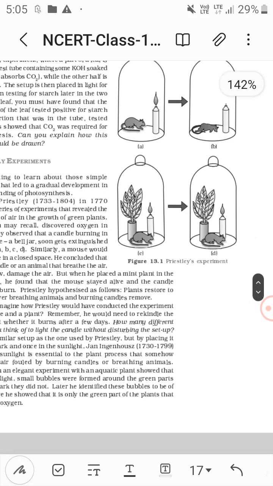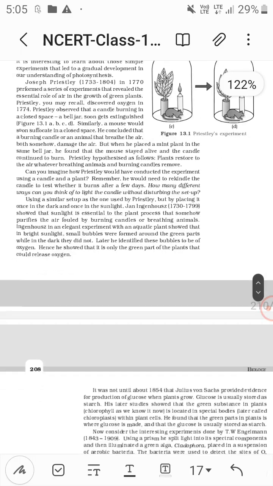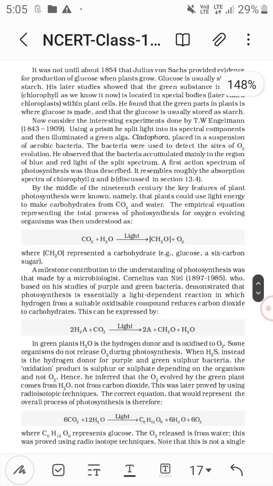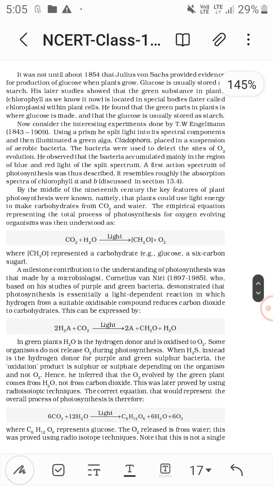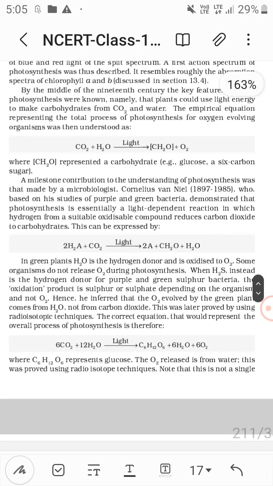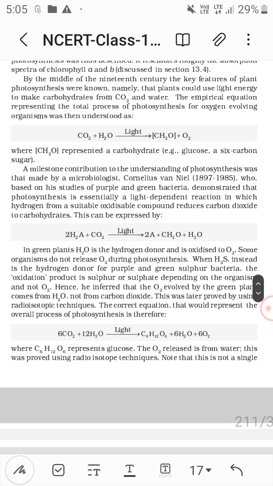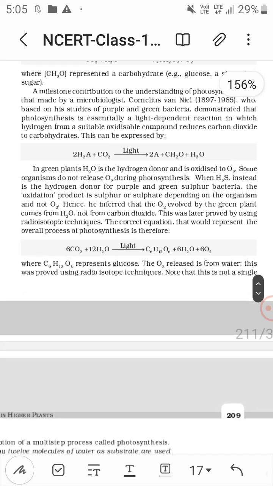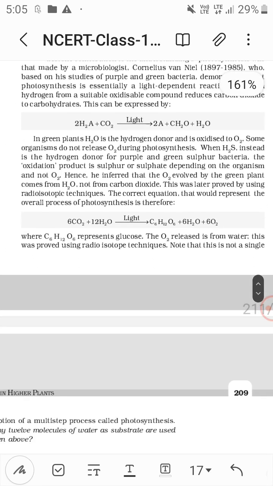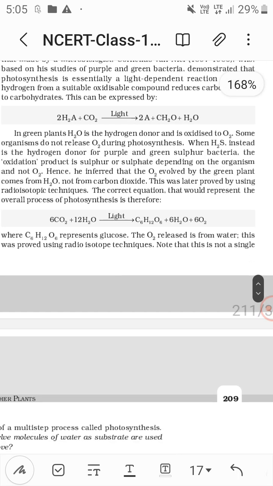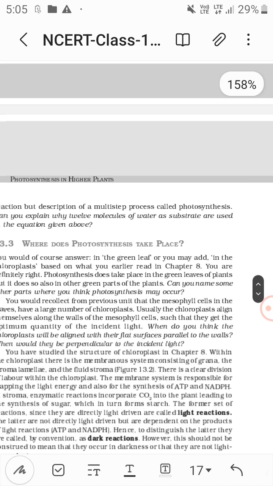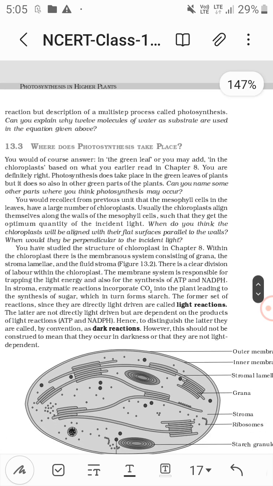So, early experiments, Priestley's experiment. CO2 plus H2O in presence of light, formation of sugar, then oxygen release. Now another expression: 2H2A plus CO2 in presence of light, formation of 2A plus CH2O, that is sugar, plus H2O. Now the final photosynthesis expression: 6CO2 plus 12H2O in presence of light, formation of sugar, that is C6H12O6, plus 6H2O plus 6O2. So where does photosynthesis take place?